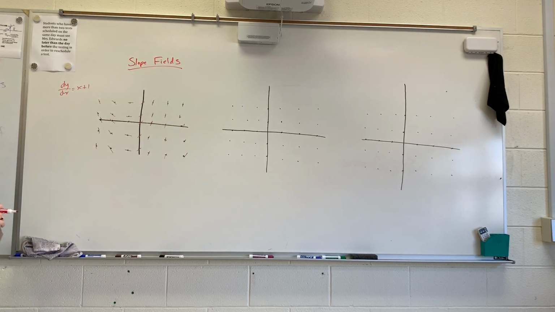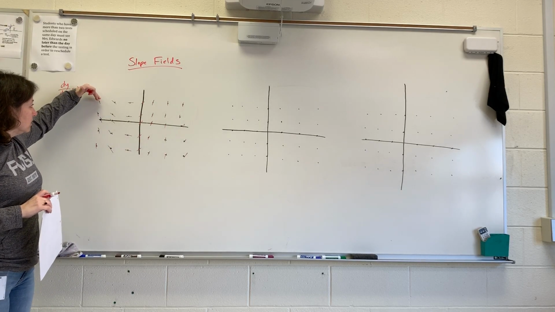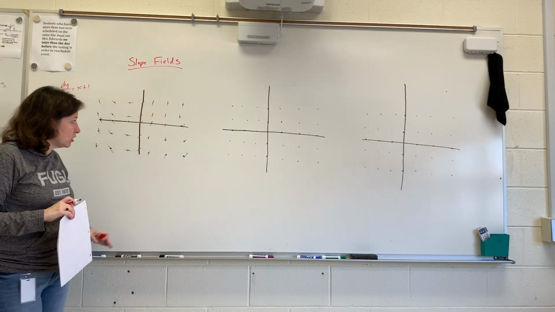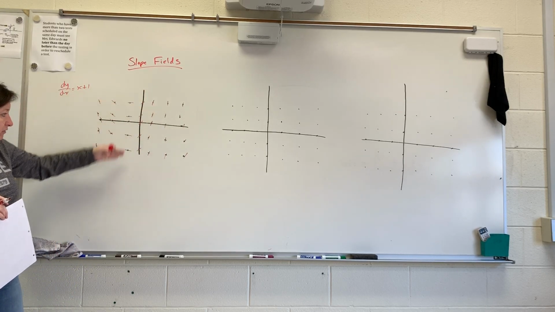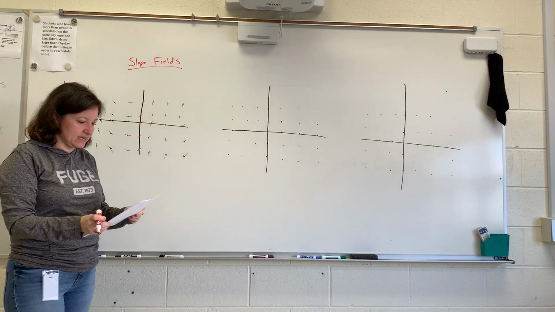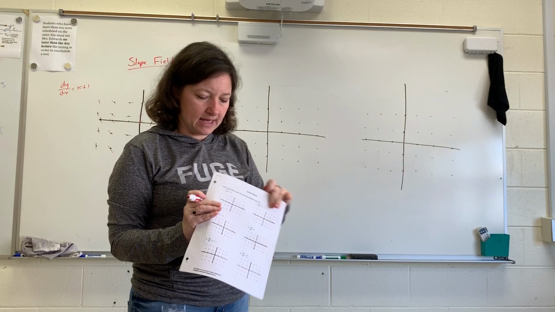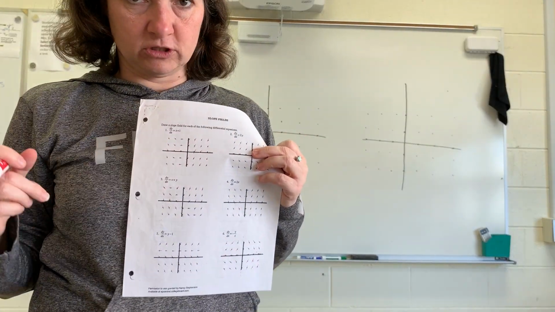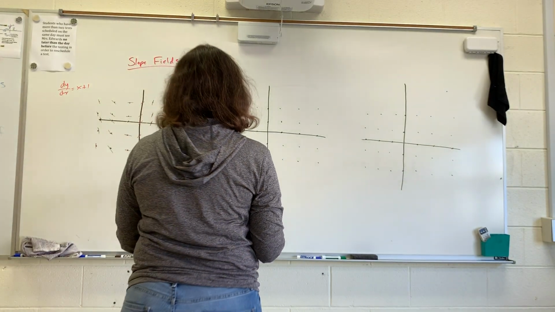What they're going to look for is that you've got your negative slopes in the right spot, your positive slopes in the right spot, your zeros in the right spot, and that you've done your best to show steepness. If you look at my example, that's what my slope field looks like. So let's go over and do the second one.